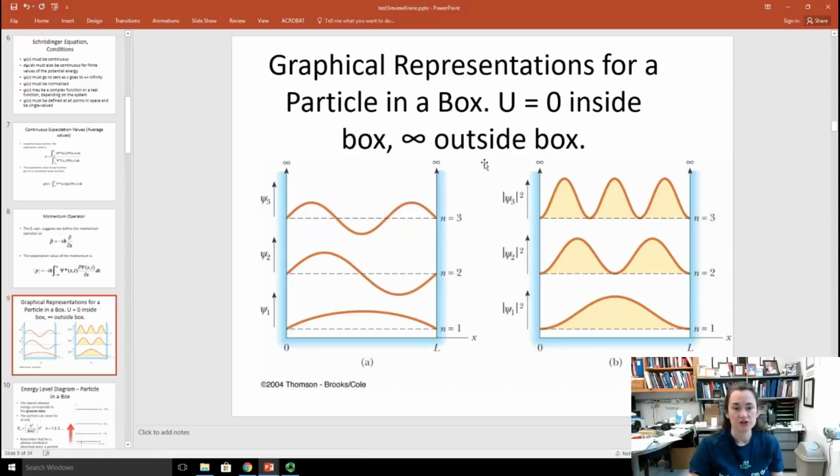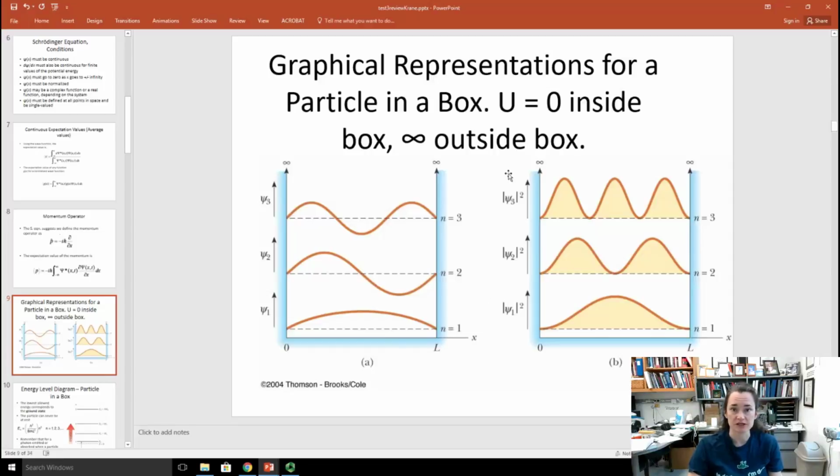So you can actually count the humps in your wave function and figure out where you are in terms of the energy level. If you've got 1 hump, you're in the ground state. If you've got 2 humps, you're in the first excited state. 3 humps, second excited state, and so on and so forth.